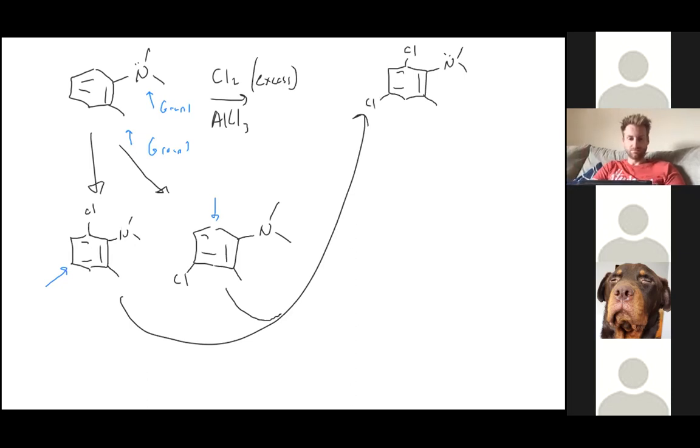Just dichlorination. Yeah, so if it's in excess, you're just going to get one product because you're just going to chlorinate in every position you can.